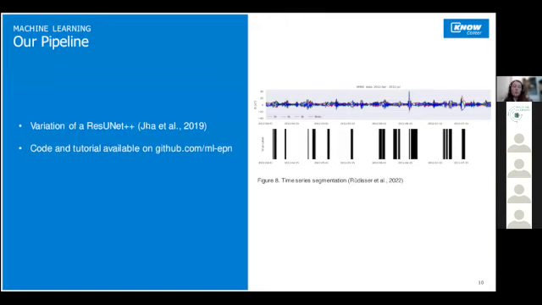We did use a variation of a ResUnit++, which was proposed in 2019. I'm not going to go into too much detail because it's quite complicated. But if you are interested, as Ute already mentioned, we have code and tutorial available on GitHub, and you can take a closer look at it, even though the most recent code still has to be uploaded within the next days. But you can still get a general idea already.